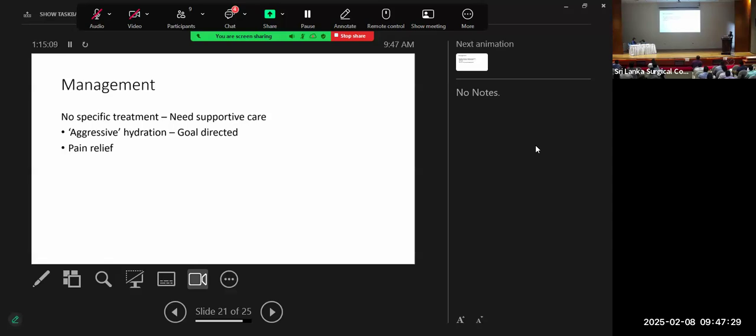Of course, you need to relieve pain, and there's a theoretical risk of giving morphine because it can cause spasm. People ask most of the time whether we can give morphine. Yes, we can give morphine. That is only a theoretical risk of worsening pancreatitis with morphine. So pain relief is very important.